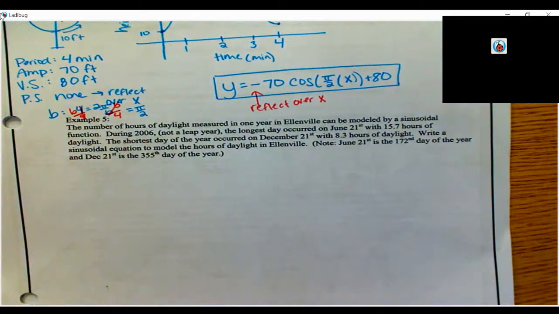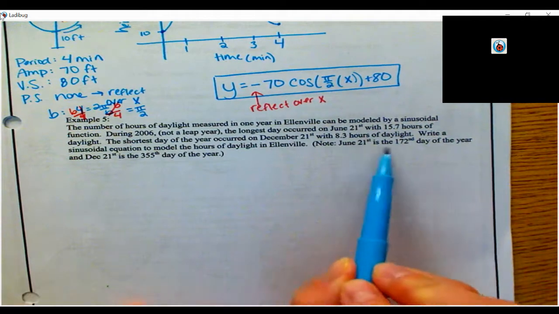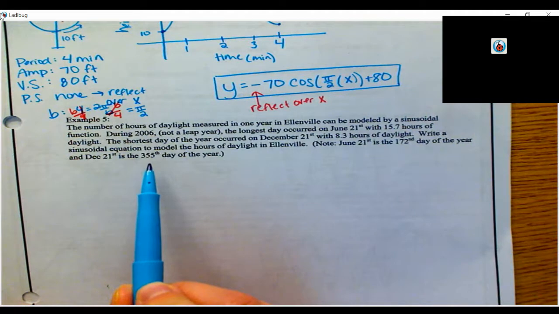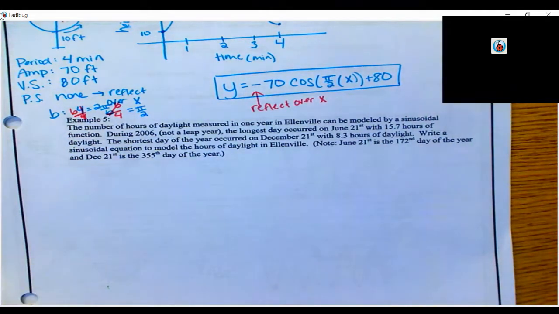This says the number of hours of daylight measured in 1 year in Ellenville can be modeled by a sinusoidal function. During 2006, which was not a leap year, the longest day occurred on June 21st with 15.7 hours of daylight. The shortest day of the year occurred on December 21st with 8.3 hours of daylight. Write a sinusoidal equation to model the hours of daylight in Ellenville. And they tell you, thankfully, that June 21st is the 172nd day of the year and December 21st is the 355th day of the year. That's helpful. Okay, so we're modeling daylight.